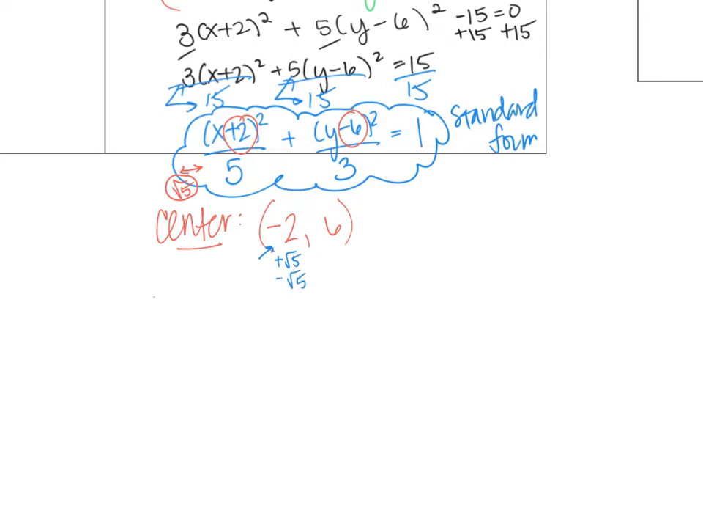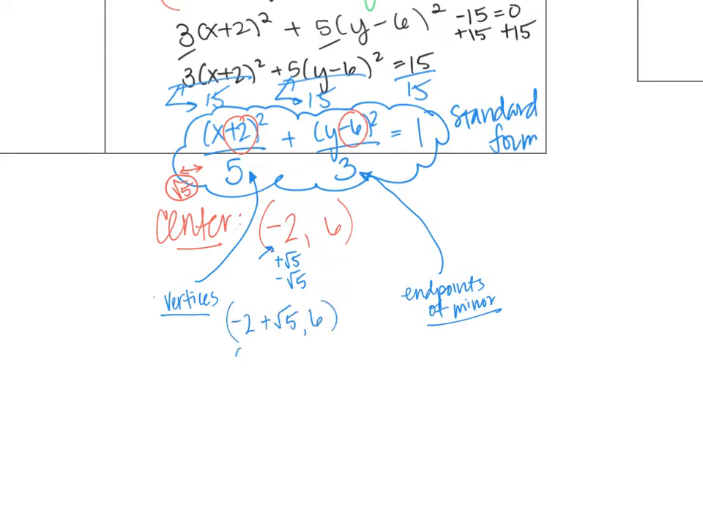So a fast way to write the vertices, and the reason I know that these will be the vertices and not the endpoints of the minor axis, is because 5 was the smaller of the two numbers. So I know that the 3 is going to affect the minor axis because that's the smaller of these two numbers, and 5 will affect the vertices. So I'm going to write negative 2 plus radical 5, comma 6, and negative 2 minus radical 5, comma 6.